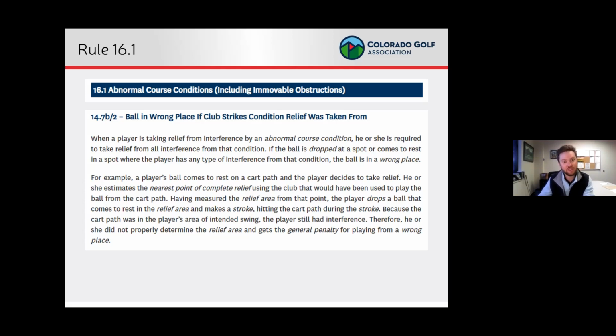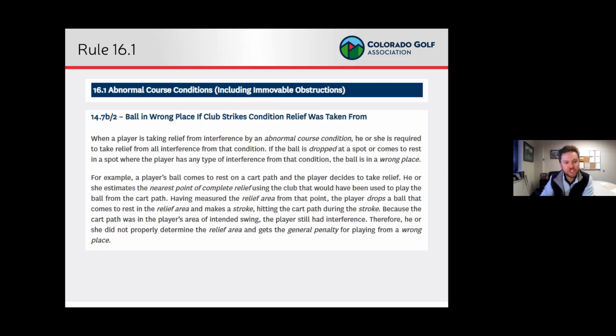I'll drop it here in the relief area that I've measured from. But sometimes the relief area, like we looked at that half moon, a little slice there, is not a perfect area like that. Sometimes, if the cart path wiggles out a little bit, your relief area would kind of wiggle out. And again, it has to avoid all interference.